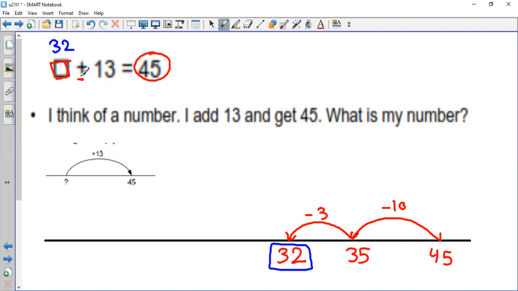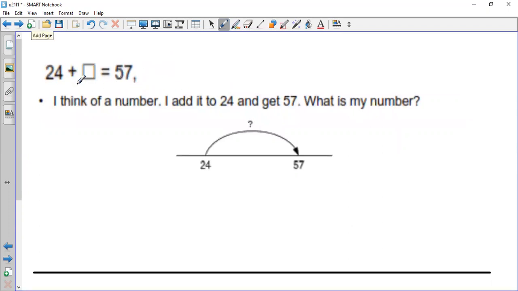To check my answer, I will do this addition again. 30 and 10 will be 40. 2 plus 3 will be 5. 40 plus 5 will be 45. So my solution is correct.